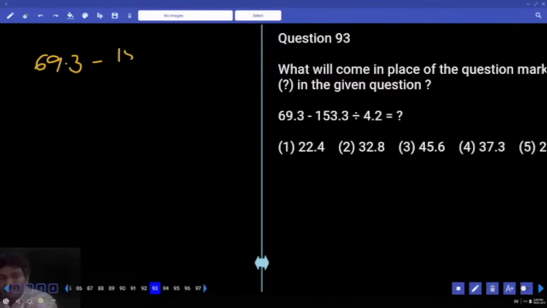69.3 minus 1533 divided by 42. Because there is only one digit after the decimal in both numerator and denominator, can I do that? Okay. Definitely the numerator is an odd number and the denominator is an even number, so it is directly not a multiple. I know that. Got it?